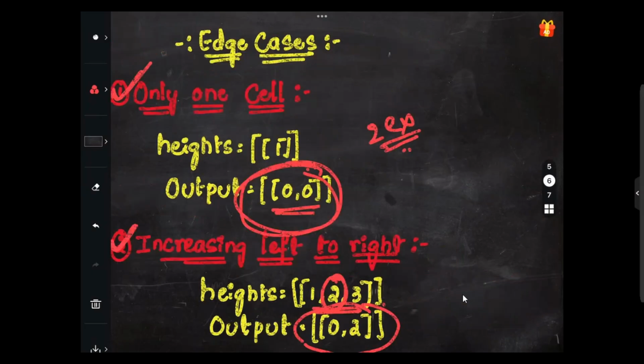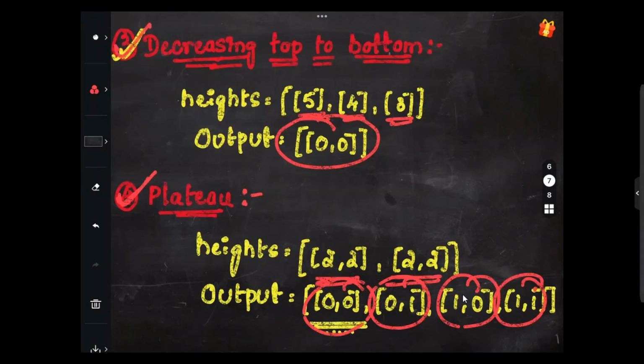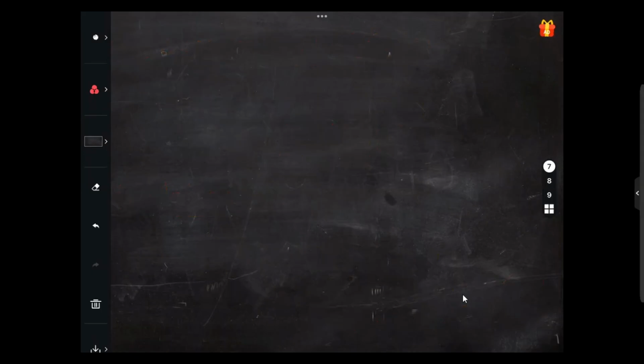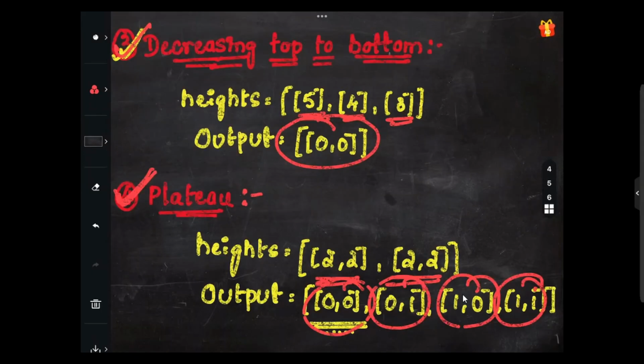First one is for only one cell. The second one is for increasing left to right. The third one is for decreasing top to bottom, and the fourth one is for plateau, right? So these are the 4 edge cases that we need to keep in mind.